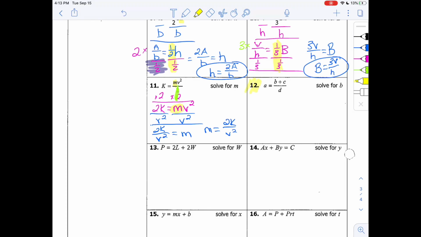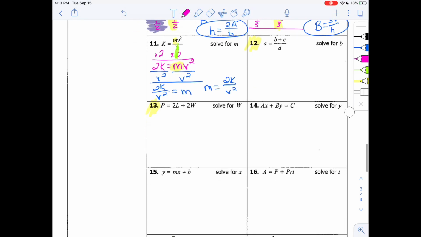Go ahead and highlight number 12 and 13. And let's take a look at number 14. Number 14 wants us to solve for Y. In order to solve for Y, I'm going to start by getting rid of the AX, similar to how we do other equations that have constants and coefficients. To get rid of the AX, I'm going to do the opposite. Instead of a positive AX, we subtract AX from both sides.